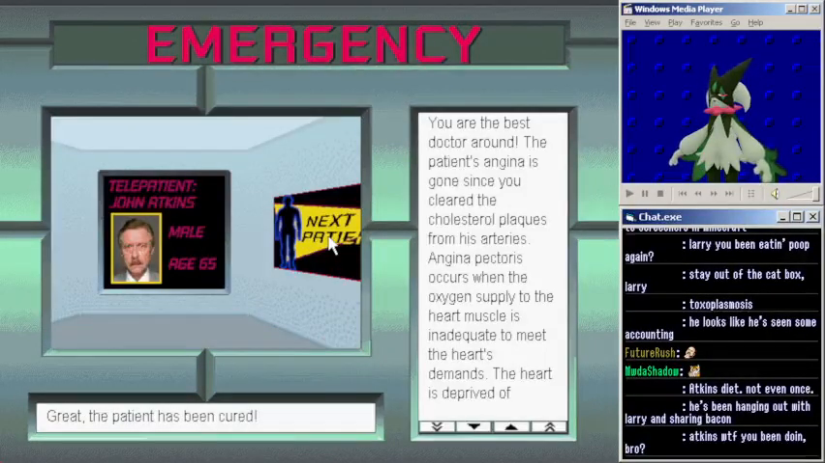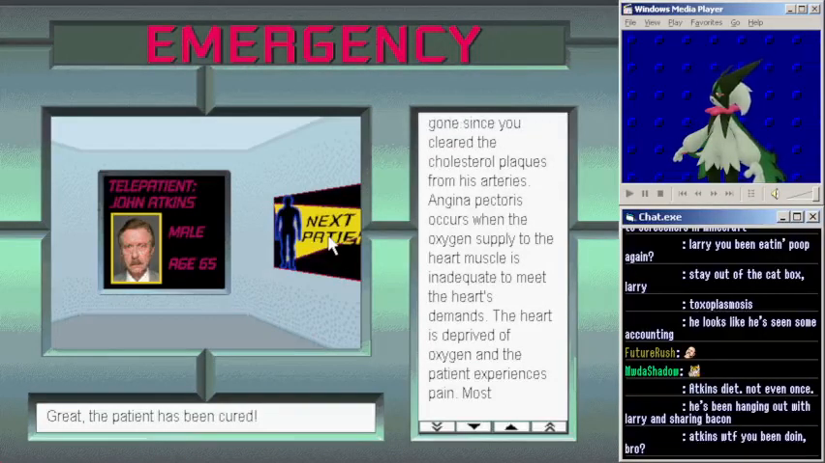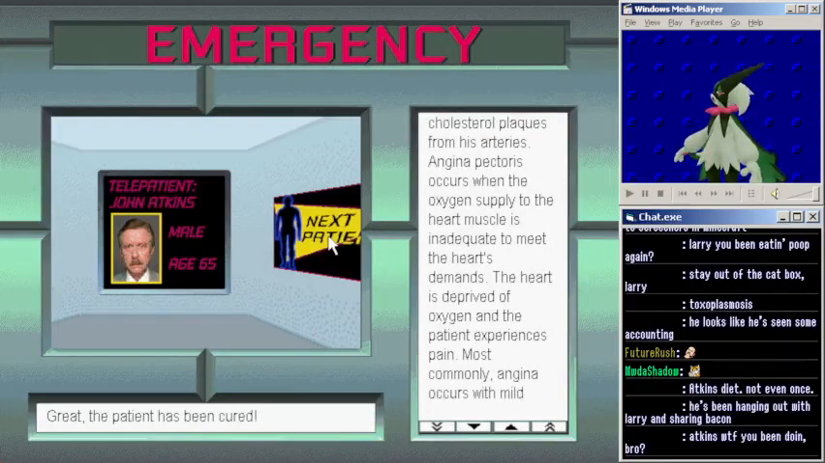You are the best doctor around. The patient's angina is gone since you cleared the cholesterol plaques from his arteries. Angina pectoris occurs when the oxygen supply to the heart muscle is inadequate. This patient didn't die in the ambulance.